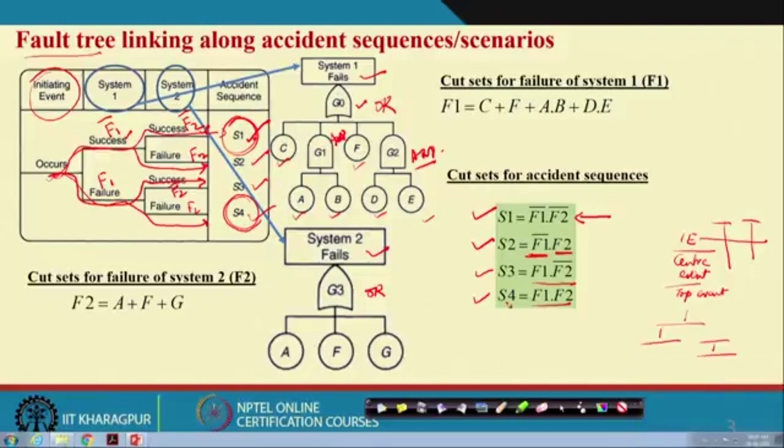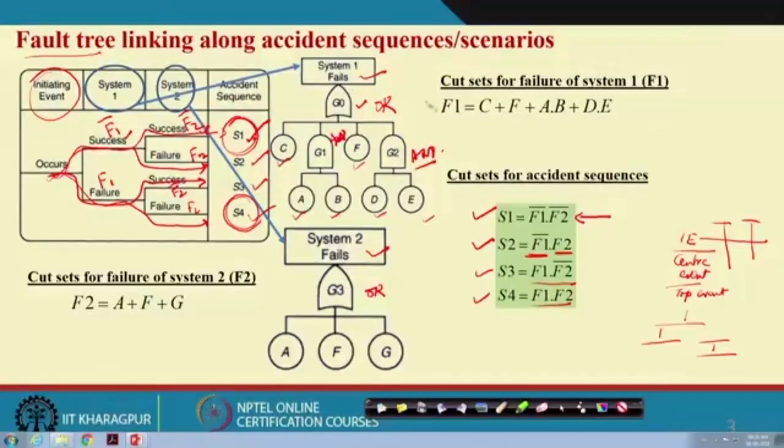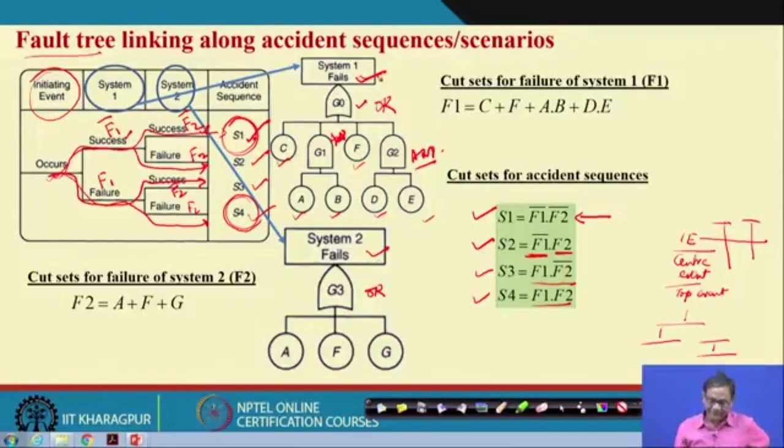In order to do so, you need to find out the cut sets for system 1 as well as system 2. So, all of you know what a cut set is. A cut set is basically a set where if all the basic events of that set occur, then the system event, the top event, occurs. Now, if I consider the first one, system 1 failure, then what is happening here? If C occurs, system 1 will fail. If F occurs, system 1 will fail because of the OR gate.